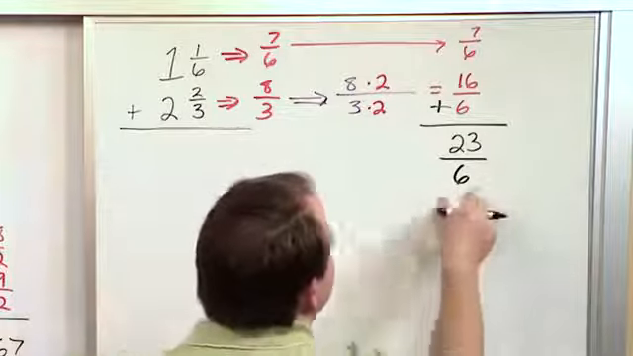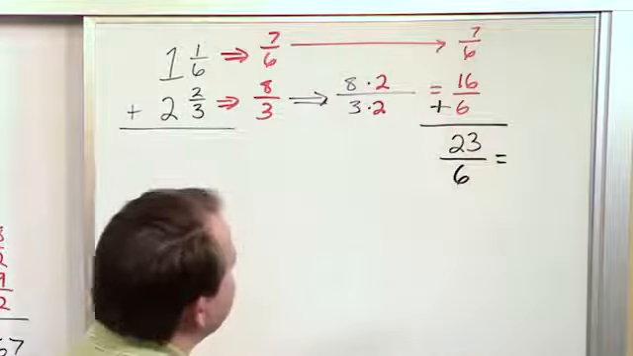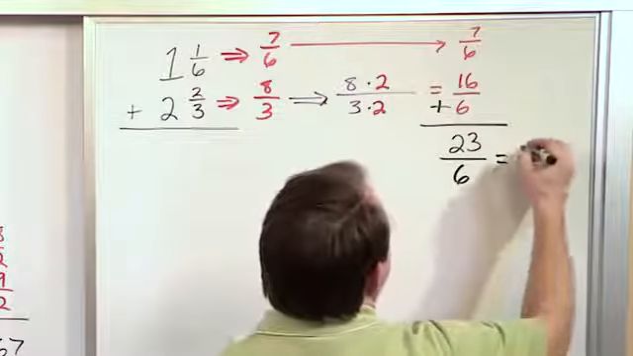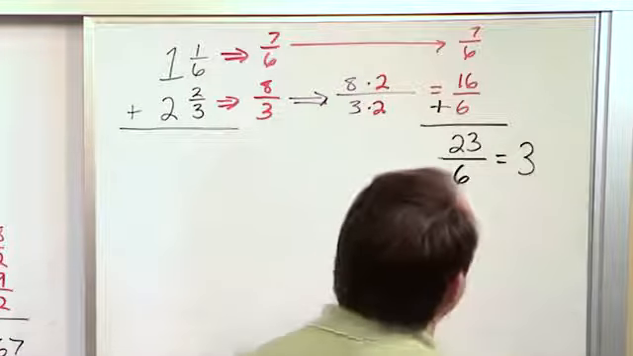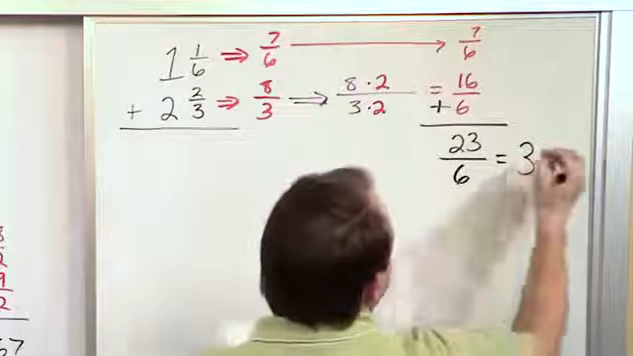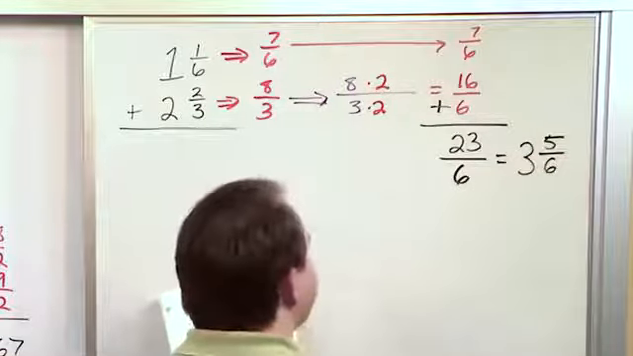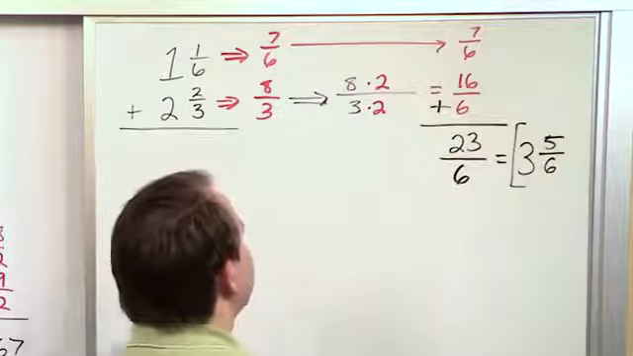So how many times will 6 go into 23? Well, 6 times 4 is 24, so that's too much. 6 times 3 is 18. The difference between 18 and 23 is 5, and then we write it over the same denominator. So we get 3 and 5/6, and that's the final answer.